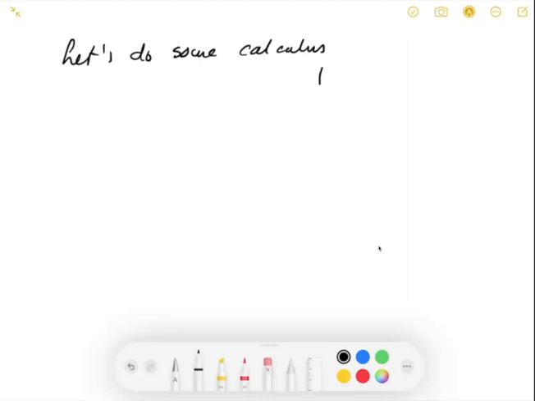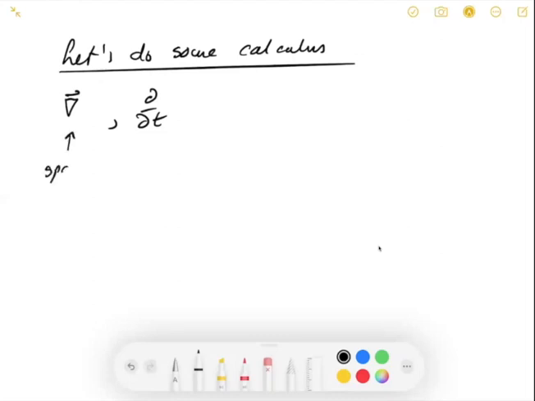So if we have the gradient operator and we have d/dt, it makes sense to try to come up with a differential operator that works in Minkowski spacetime that combines these two, right? Because we've got a spatial part and we've got a temporal part.